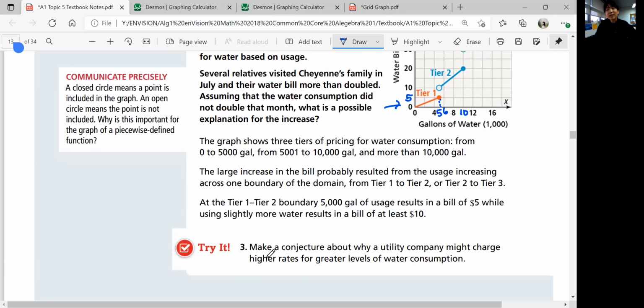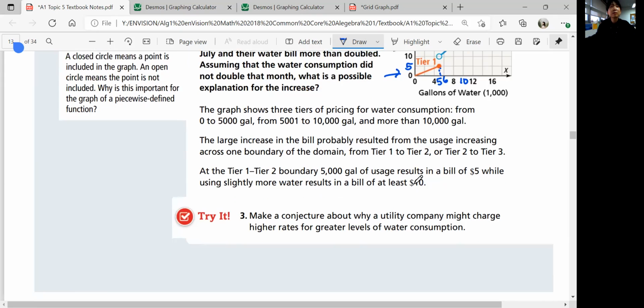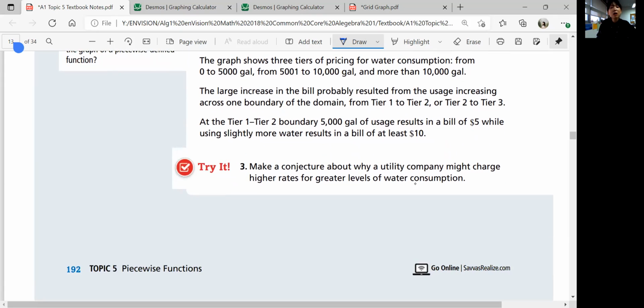So try number 3 is basically about that. Make a conjecture about why a utility company might charge higher rates for greater levels of water consumption. It doesn't have to be the reason I just talked about. Make your own, but don't be unreasonable. Try to come up with a reasonable conjecture. Why do you think it is? Right? So you can have many different answers, but I'm going to write down whatever I just said right now.